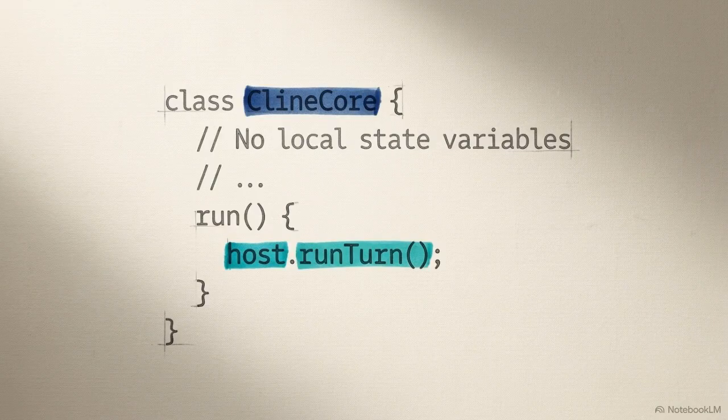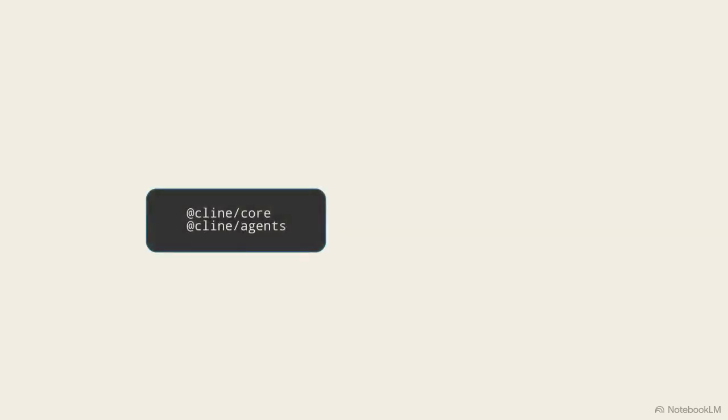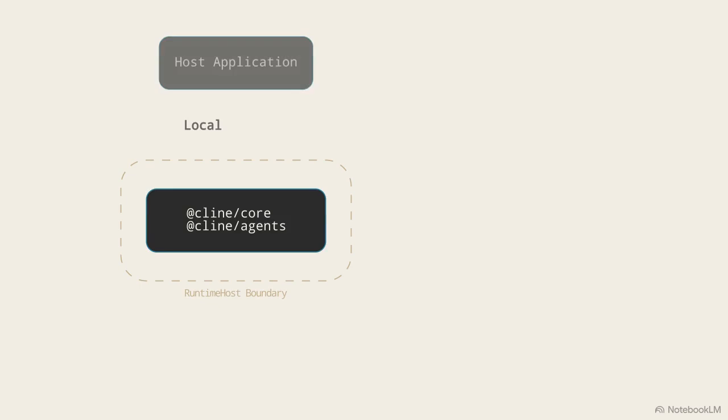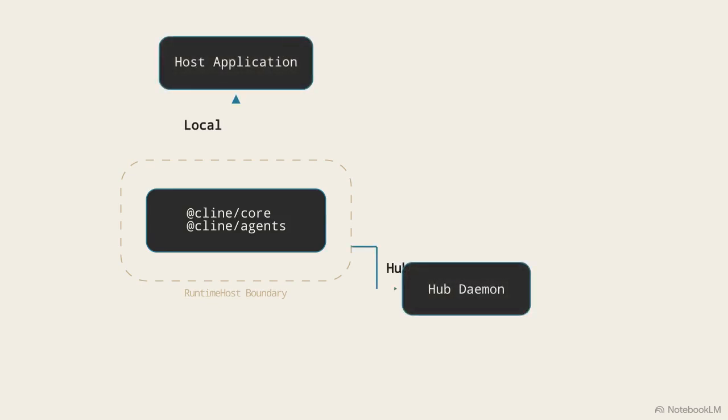A user message originates from a host application and reaches the ClineCore Facade. ClineCore holds no conversation state. Instead, it immediately delegates the user turn to a selected runtime host. This logic depends on a runtime host boundary, a primitive that allows the SDK to target 3 distinct execution environments without modifying the underlying agent code.